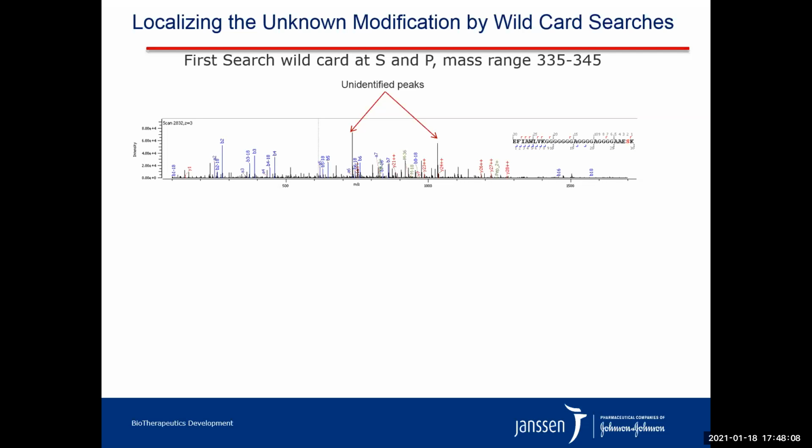In our initial results, we identified a high-scoring peptide comprising the N-terminus linker region having the 340 Dalton modification. However, localization of this modification was not possible due to poor coverage adjacent to the serine residue. Furthermore, as you can see, the two most dominant product ions in the spectrum were not assigned.